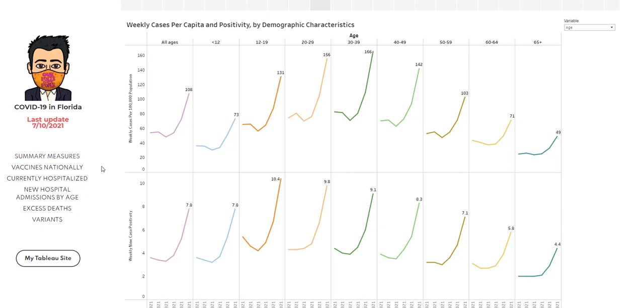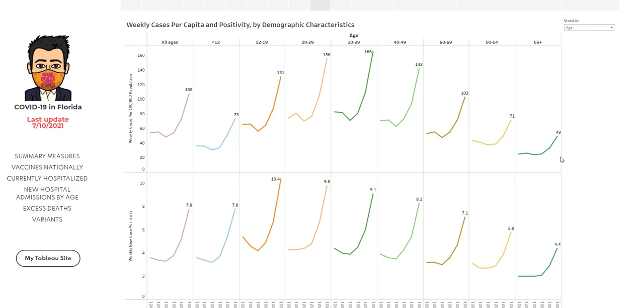talking about, you see a pretty dramatic rise in the past couple of weeks in weekly cases per capita, and you also see a pretty dramatic rise in new case positivity in all age groups. But this also then facilitates a comparison, so you can see the age group that has the highest new cases per capita is the 30 to 39-year-old age group, followed closely by the 20 to 29-year-old age group. And thankfully, the lowest cases per capita that are being observed is in our elderly population.